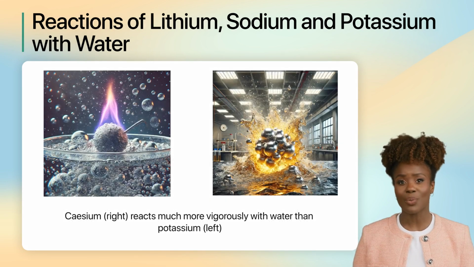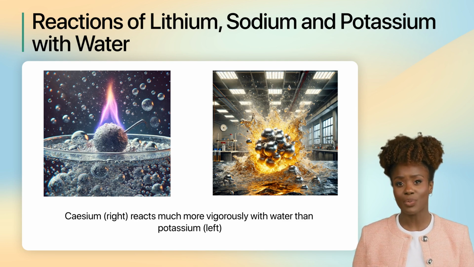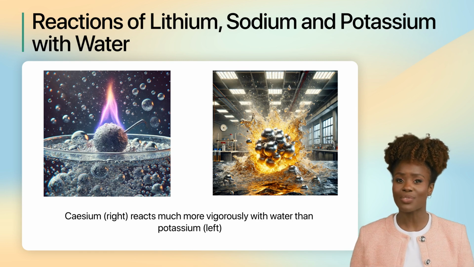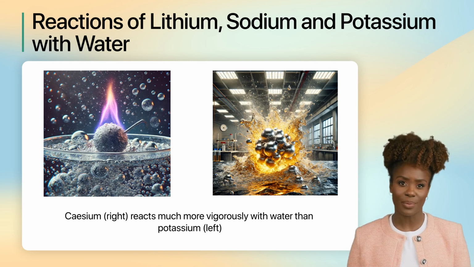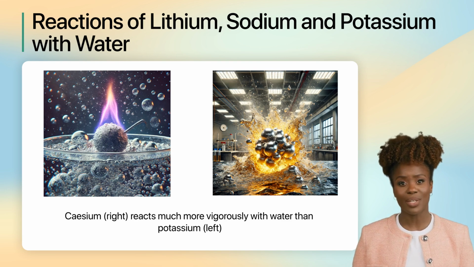It's crucial to note that these reactions become more vigorous as you go down the group. For instance, cesium, which is lower in the group than lithium, sodium, and potassium, reacts explosively with water. Understanding these reactions helps us appreciate the increasing reactivity as we move down Group 1 in the periodic table. By observing factors such as flame colors, the nature of the reactants, and the types of products formed, we develop a deeper understanding of the properties and behaviors of alkali metals.